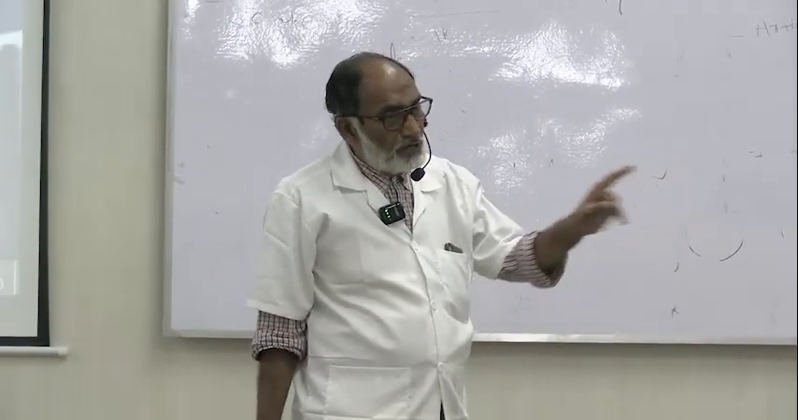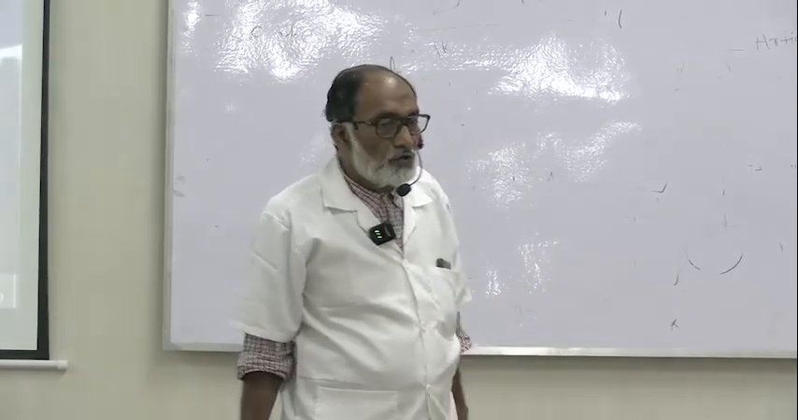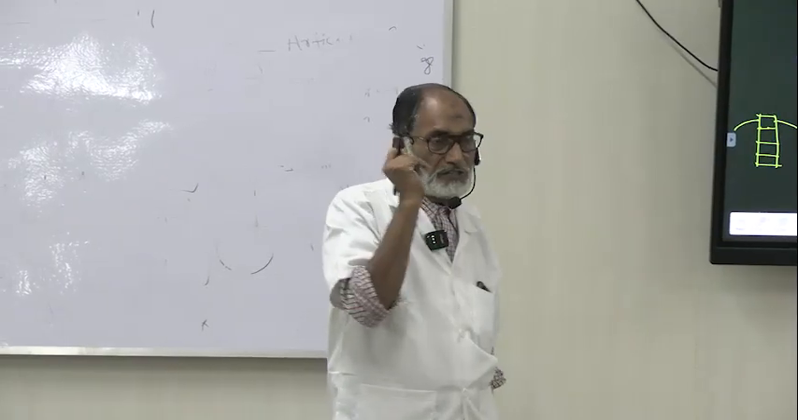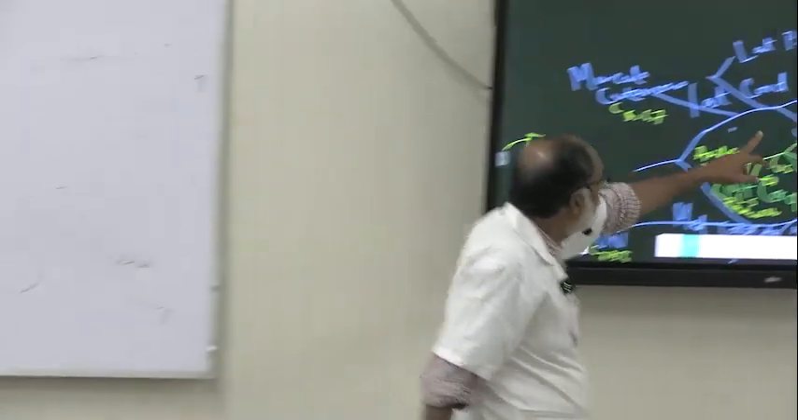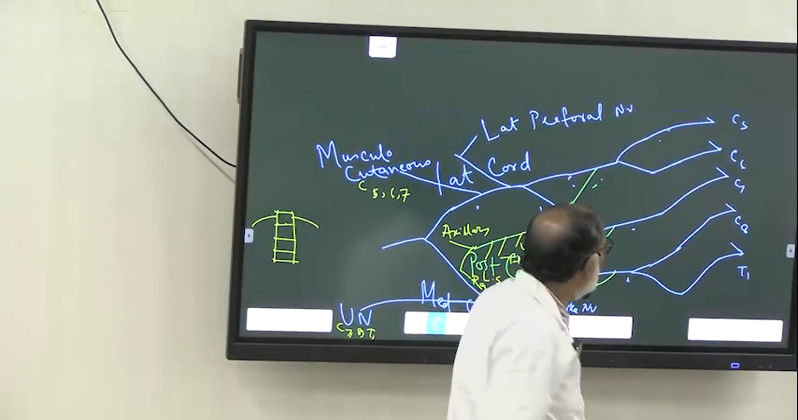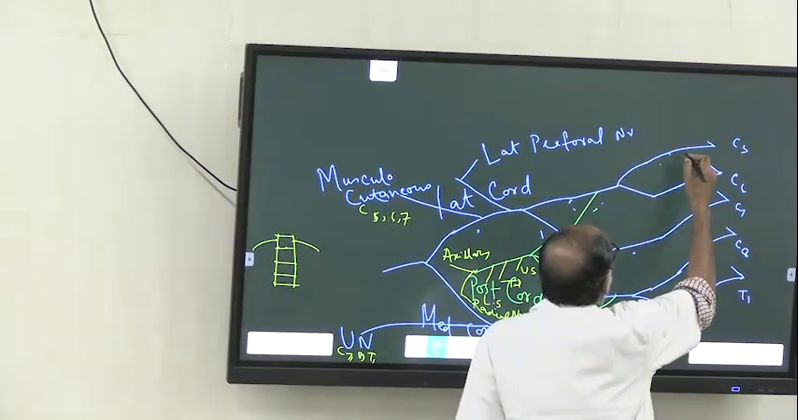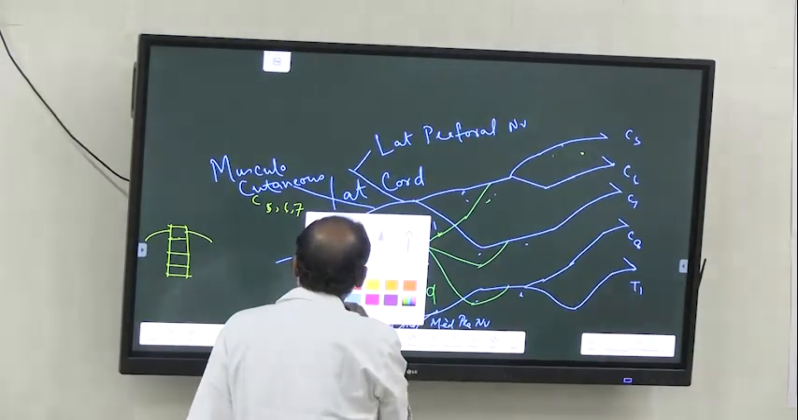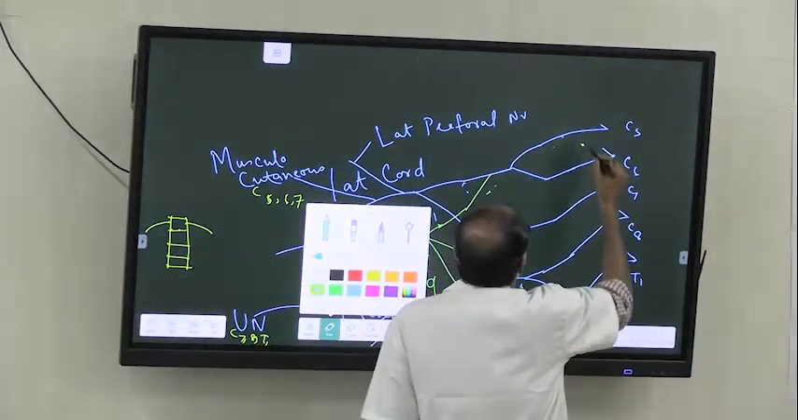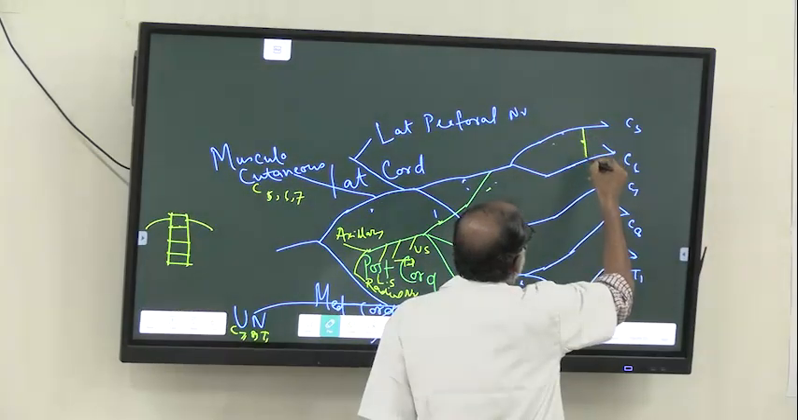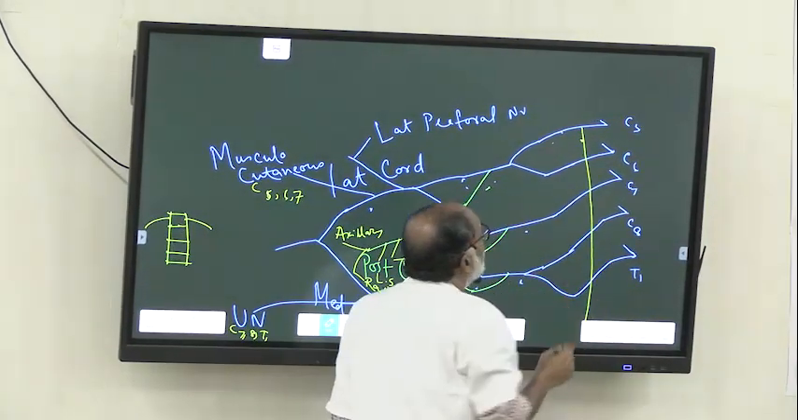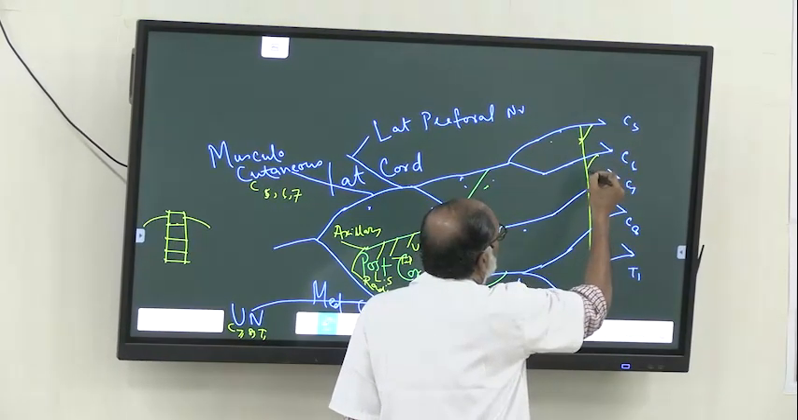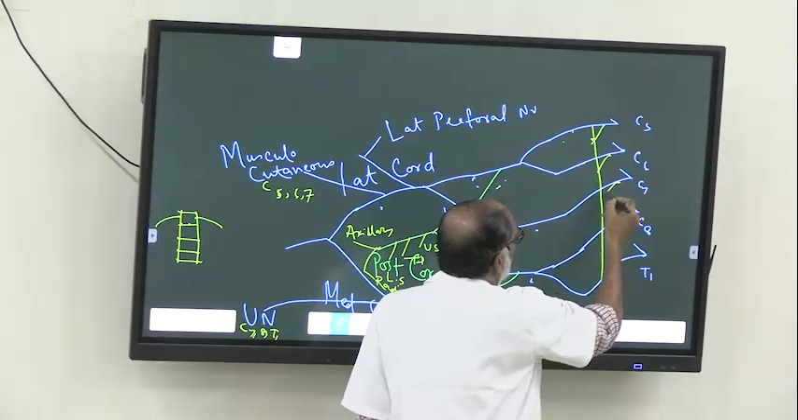Apart from this, another important nerve comes out from the root of the brachial plexus. Here it is root, 5, 6, 7, 8, T1. One important nerve comes out from the root, and it has contribution from C5, C6 and C7 from this root.